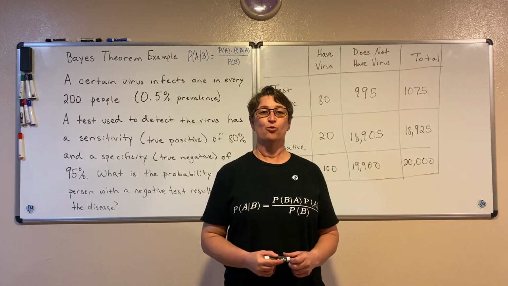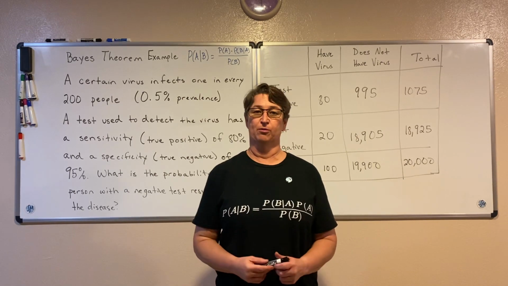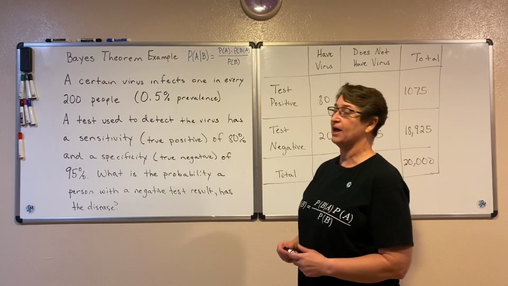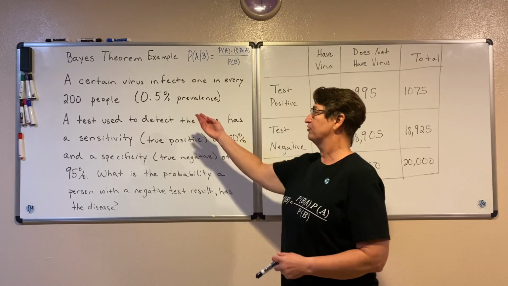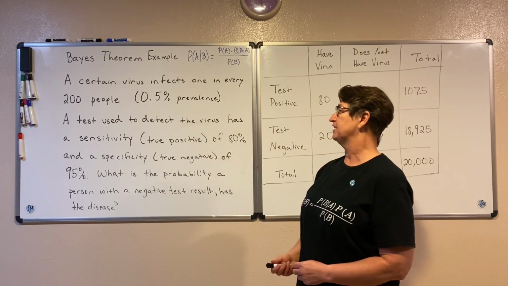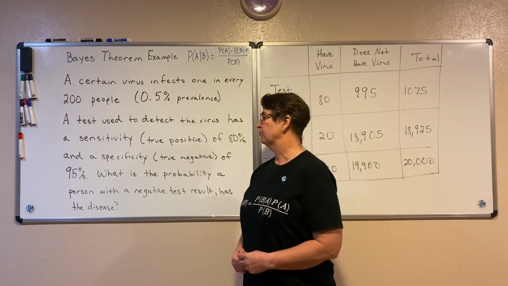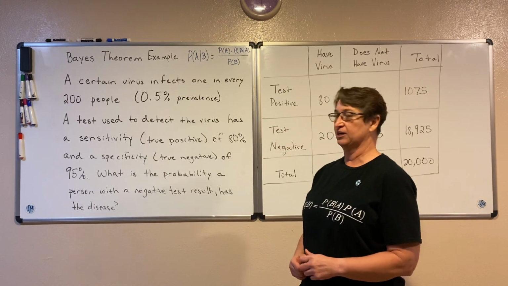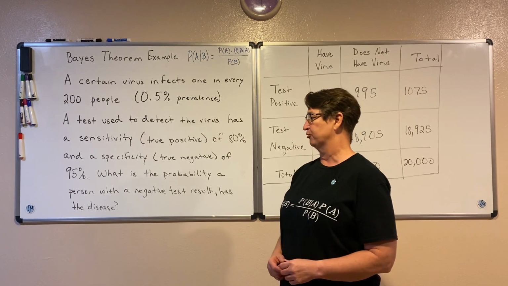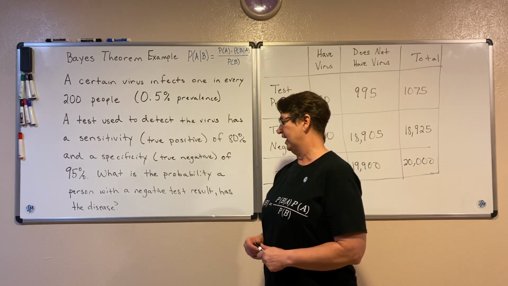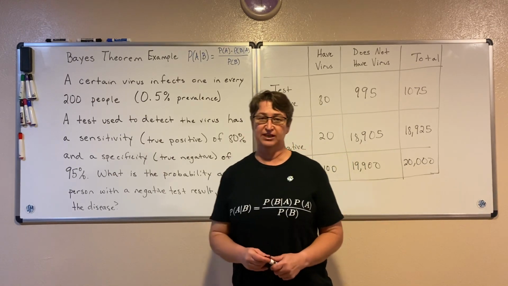In this video, we're going to use Bayes' theorem to help us solve a probability problem. So here we have a certain virus that infects 1 in every 200 people, or it has a 0.5% prevalence. And a test used to detect the virus has a sensitivity, a true positive, of 80% and a specificity, or a true negative, of 95%. We want to know what's the probability a person with a negative test result has the disease.